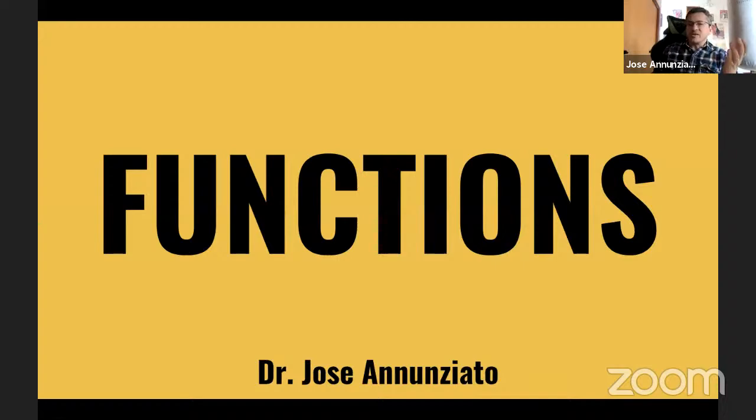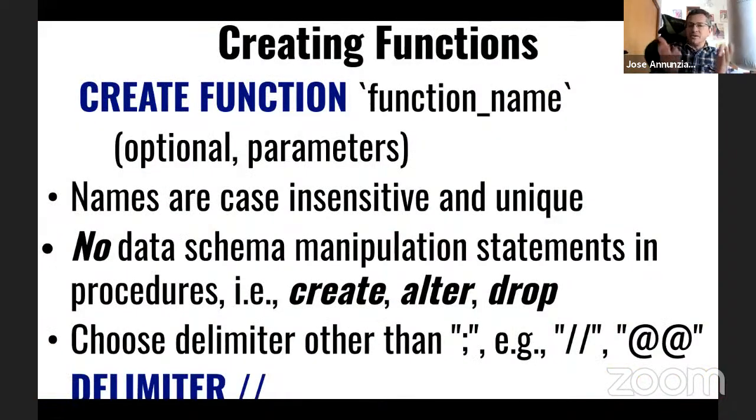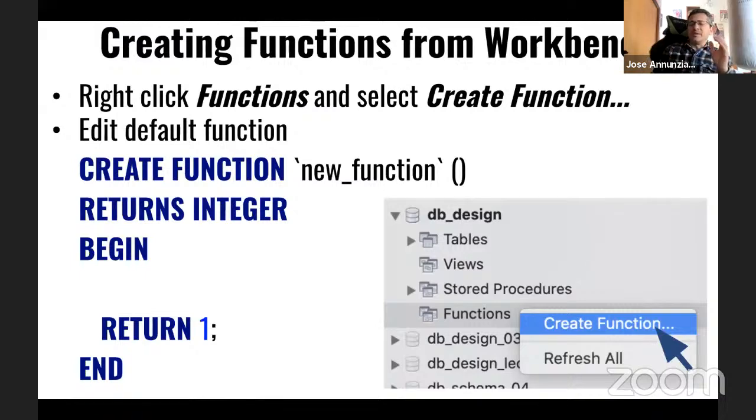So let's look at functions first, right? To create a function, you just use the create function command. You give it the name of the function, any optional parameters, and then you can go in and start typing, within the begin and the end. We talked about the delimiter, so that we can postpone the execution of these select statements that are inside of the functions. We want to execute them later when we run them.